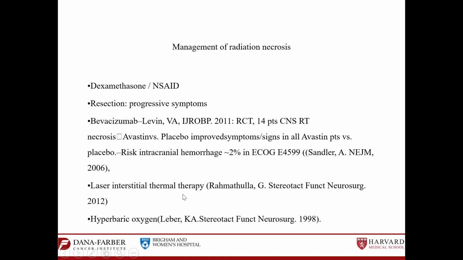You can use laser interstitial thermal therapy, which is done by the surgeon, or hyperbaric oxygen, which is very high flow, 100% O2, which can help in radiation necrosis. In some literature, it's proved to have a benefit.